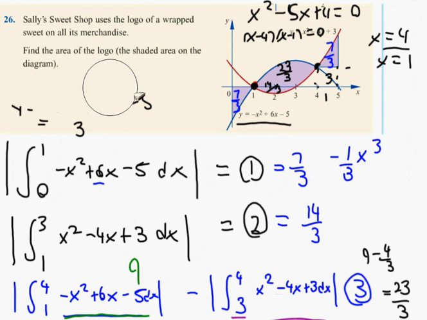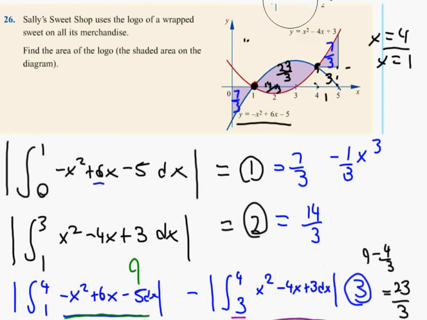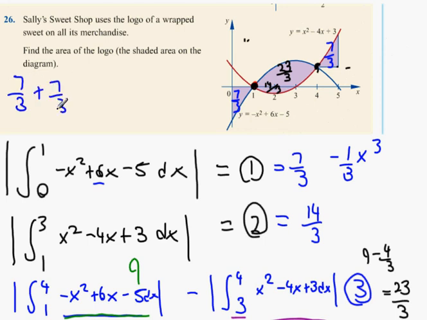And finally, we're going to add them all together. And what happens when we add them all together? We have two 7 over 3s, don't we? That's actually pretty good, because sweeper wrappers are usually the same size both ends. So 7 over 3 plus 7 over 3 plus 23 over 3 plus 14 over 3, and what do we get? 51 over 3, which is 17. 17 correct?